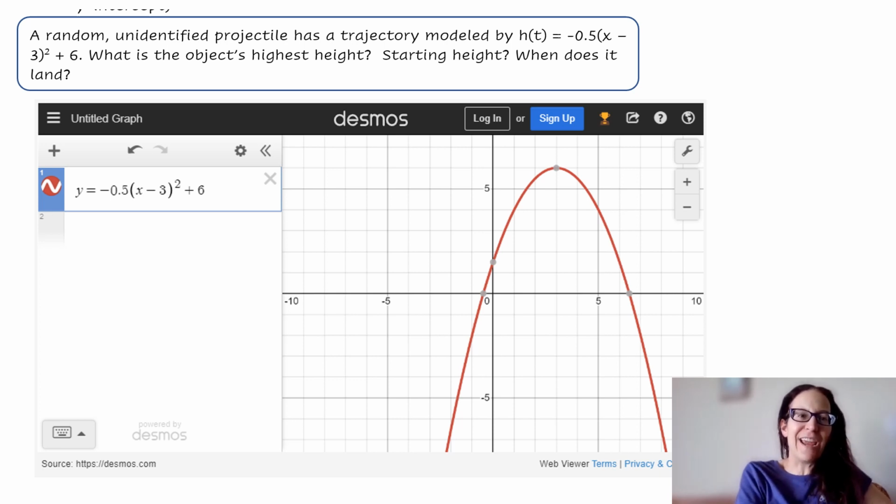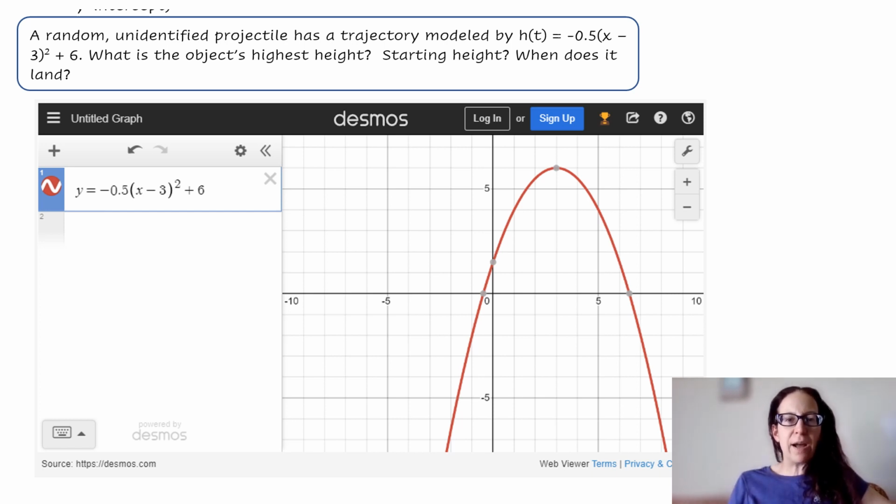So next question. A random unidentified projectile has a trajectory modeled by h of t equals -0.5 times (x minus 3) all squared plus 6. What is the object's highest height, starting height, and when does it land? So this is going back to that same benchmark where you have to associate the key points on the graph with what they would represent in real life.